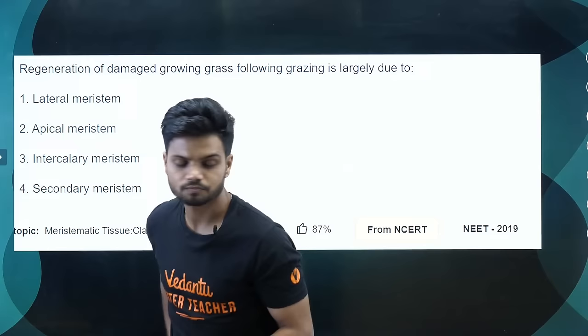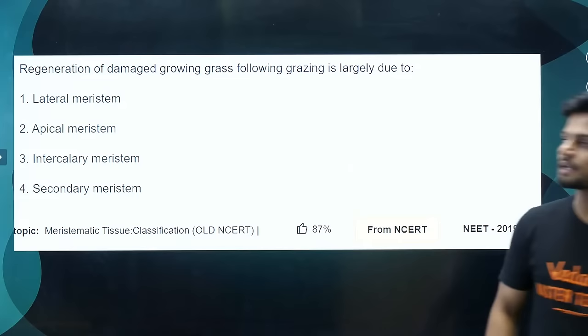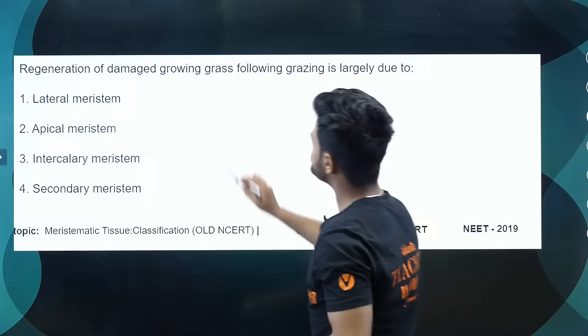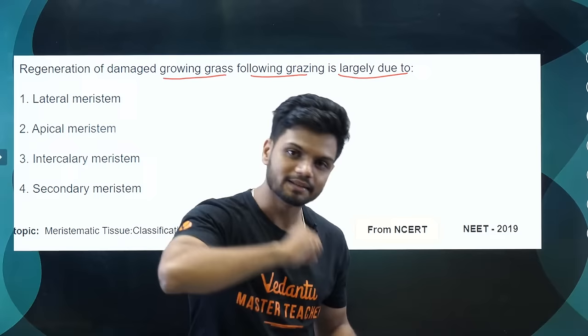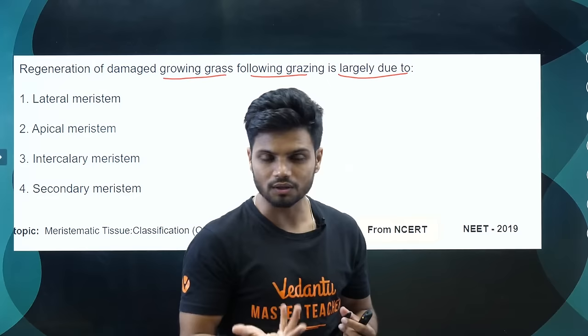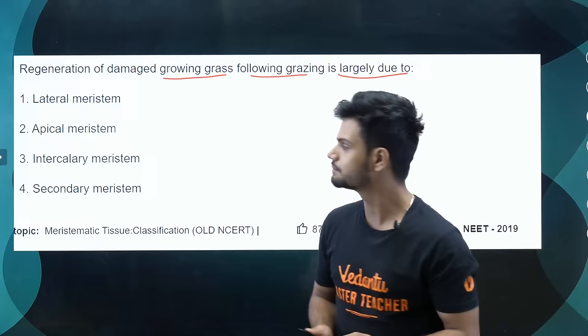Next question is from your anatomy of flowering plants. Regeneration of damaged growing grass following grazing is largely due to? You might have noticed every single time a cow or a goat is grazing, they take away some amount of grass. But how is the grass regenerated again and again? What is the secret behind it? Tell me in the chat quickly. It is your intercalary meristem.